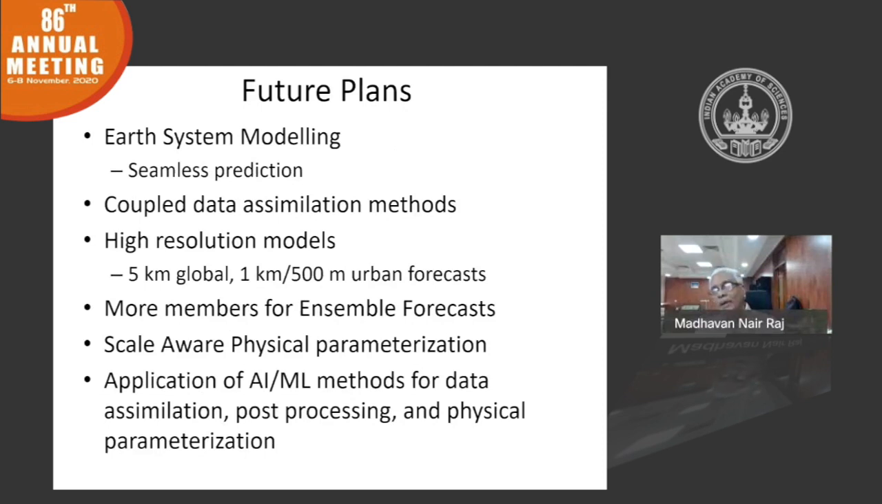Application of artificial intelligence and machine learning is another way of improving our weather forecast, especially on data processing. And you can even use AI and ML techniques for replacing parameterization methods, which we use in model processing, cloud physics, radiation, etc. So these are the new areas where we are going to work.